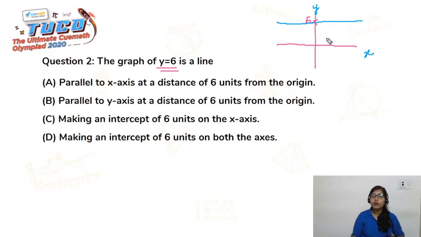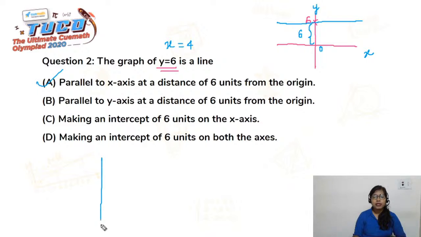So what can I conclude from here? I can conclude that the line is going to be parallel to the x-axis at a distance of 6 units, because this is 0. So my answer to this is option A. Now, what if I had changed this question to x equal to 4? What if the graph of x equal to 4 had to be represented?